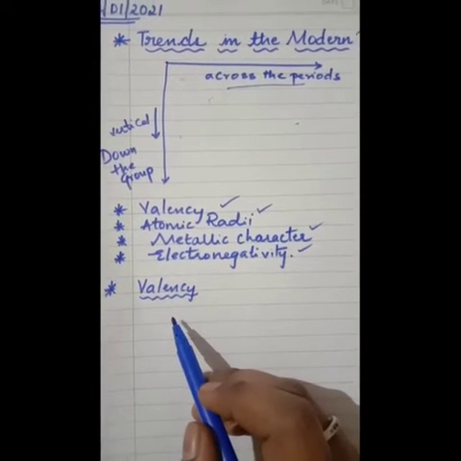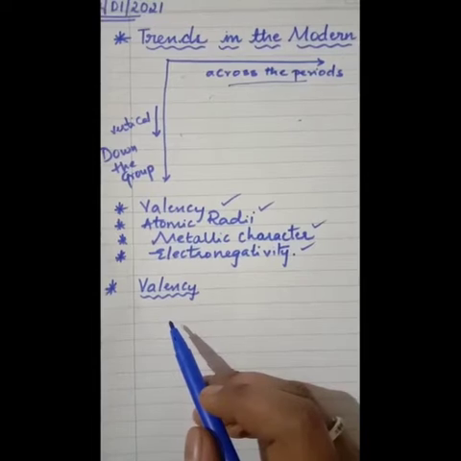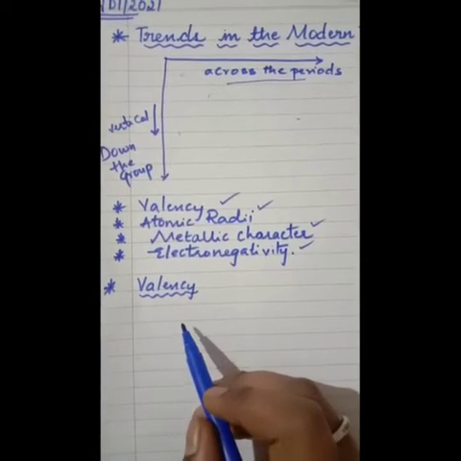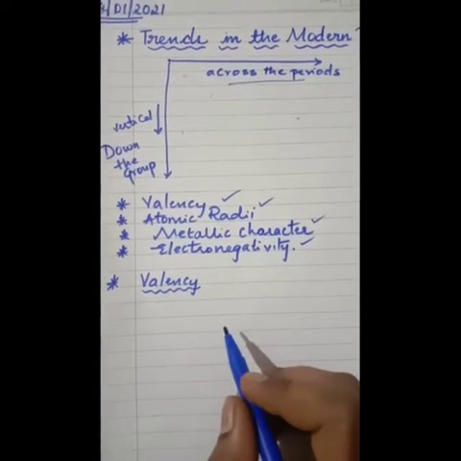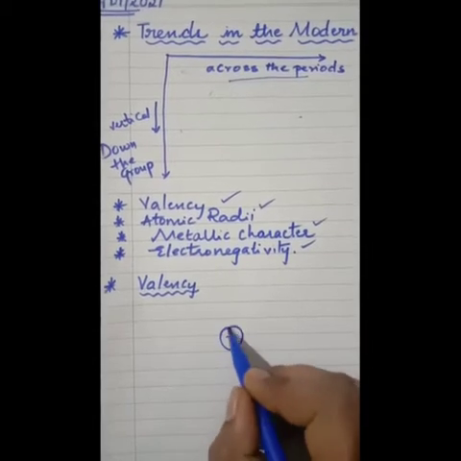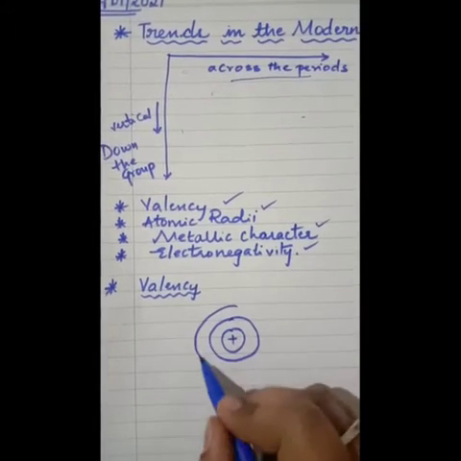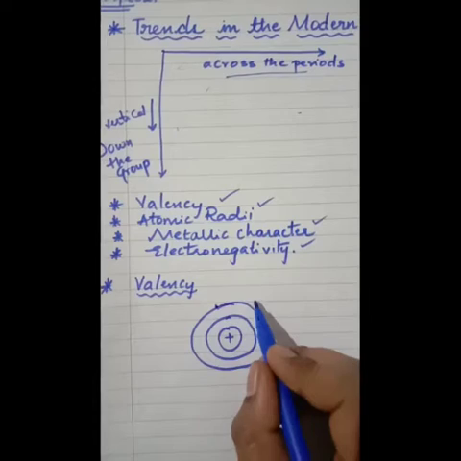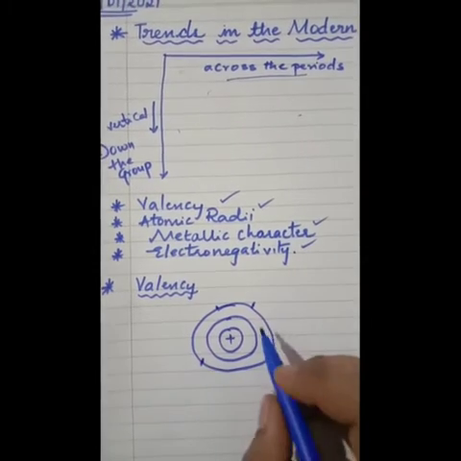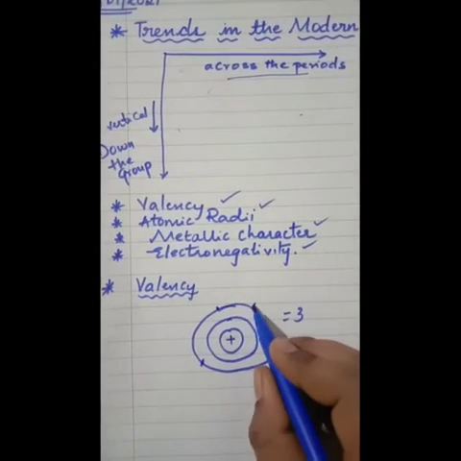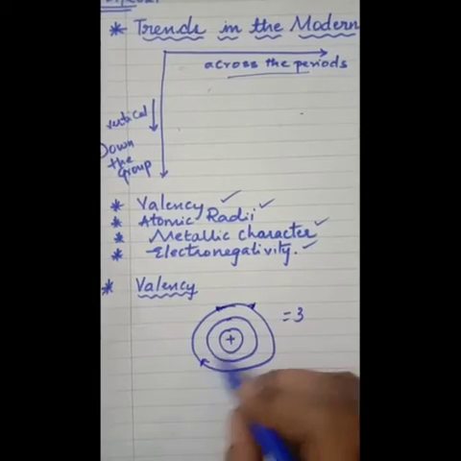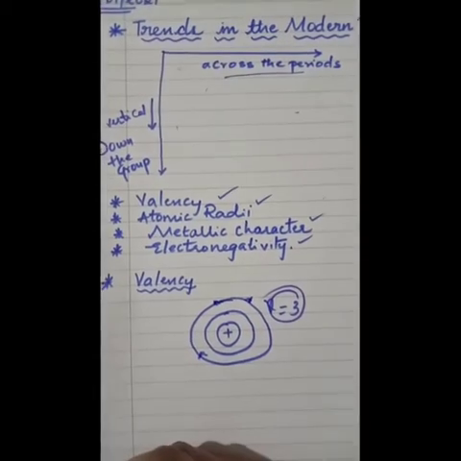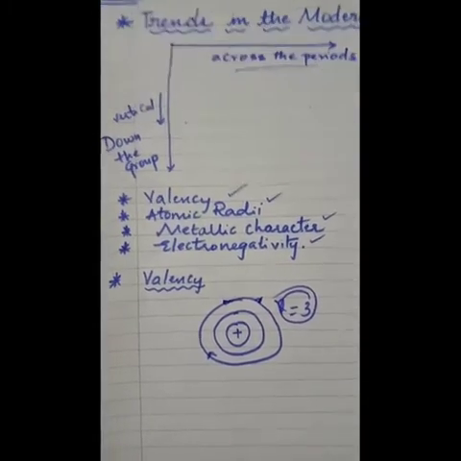So as you all know, the valency of an element is determined by the number of valence electrons present in the outermost shell of an atom. If this is the atom, how many electrons will be in the outermost shell? So here it is 3 electrons. So the valency of that particular atom will be 3.